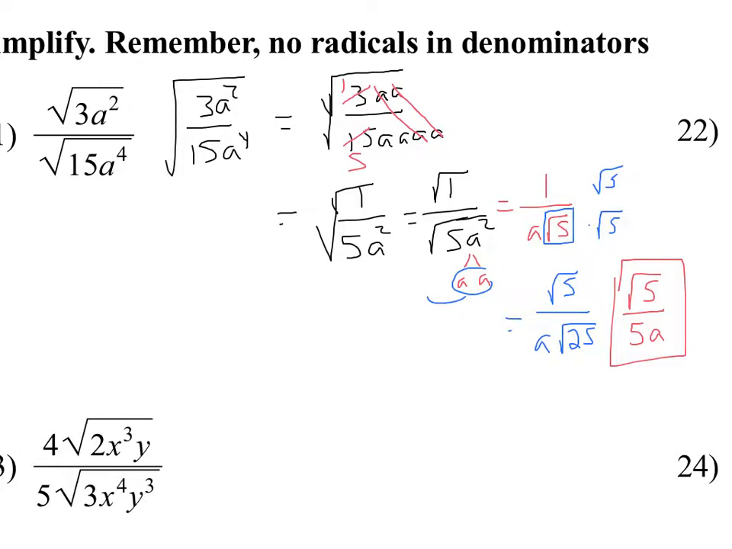So it's okay to have a root in the numerator, but it is not acceptable to have a root in the denominator. And again, notice I multiplied top and bottom by root 5, not times a root 5, because a is okay.